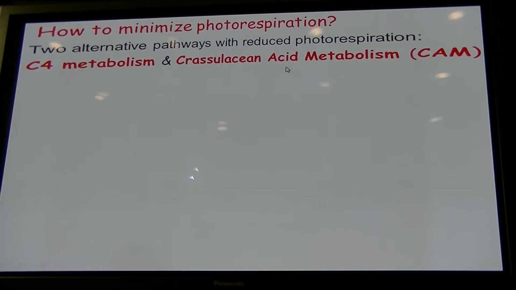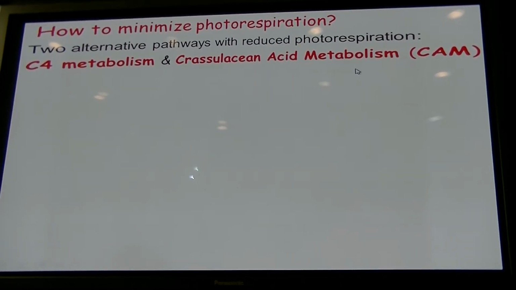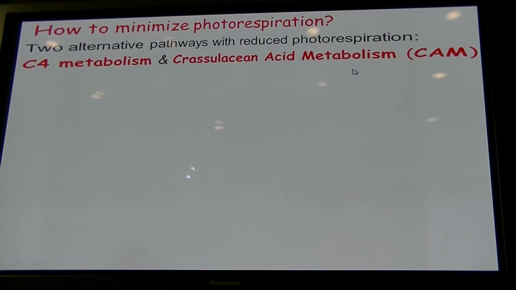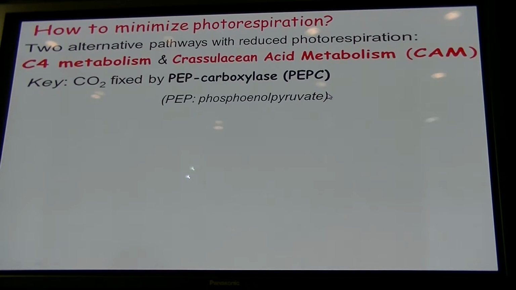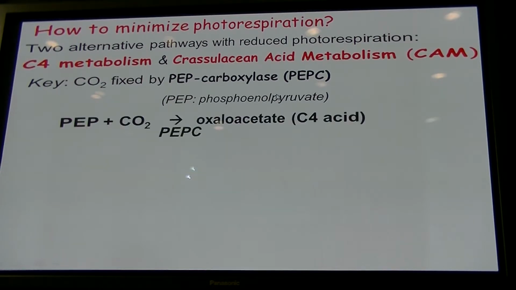CAM stands for crassulacean acid metabolism, and this is something that we see in, for instance, the cacti. If you've ever gone into the desert in the morning and you've taken a knife and chopped a cactus and you taste that leaf and it tastes acidic, what is going on there? What's going on is there's an enzyme called PEP carboxylase, and it uses a C3 molecule, phosphoenolpyruvate, and it couples carbon dioxide to it.